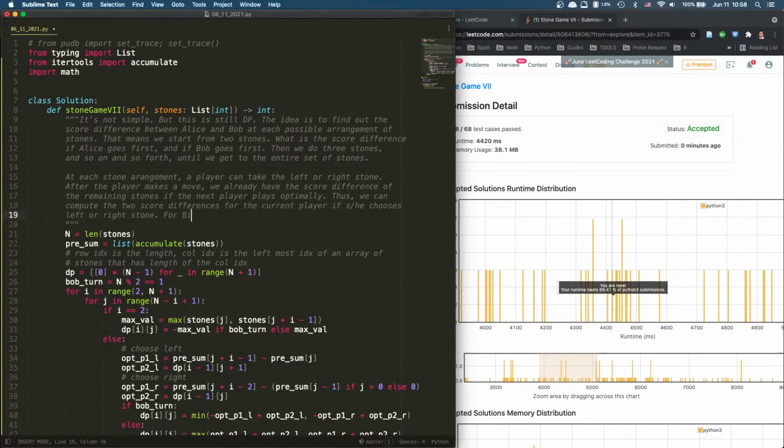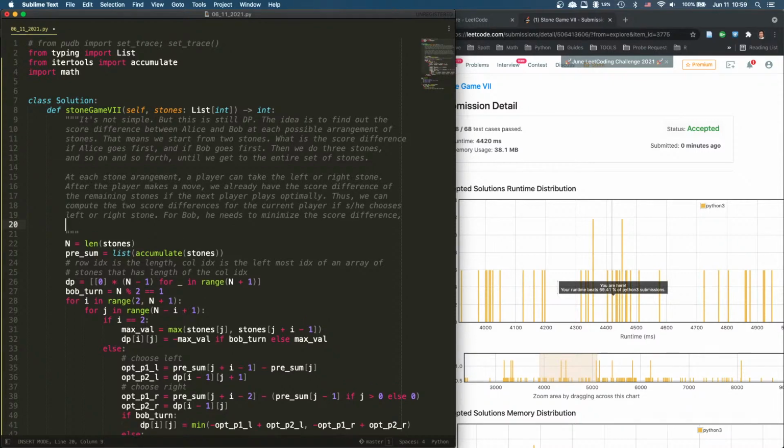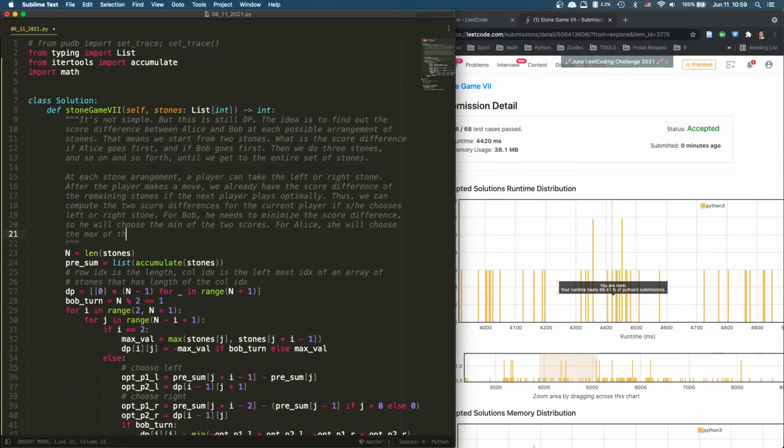For Bob, he needs to minimize the score difference, so he will choose the move that yields the min of the 2 scores. For Alice, she will choose the max of the 2 scores.